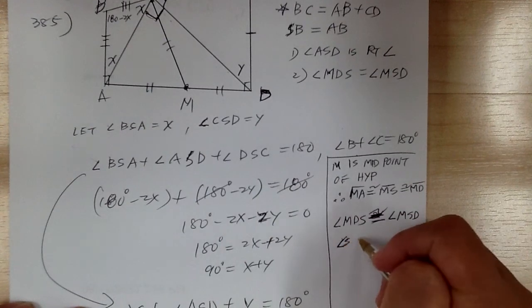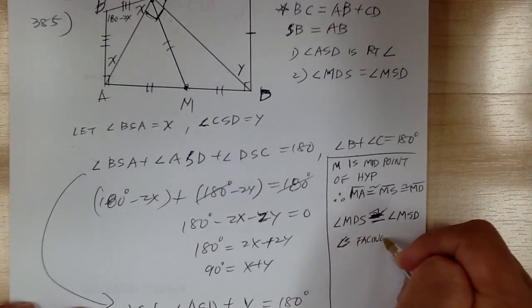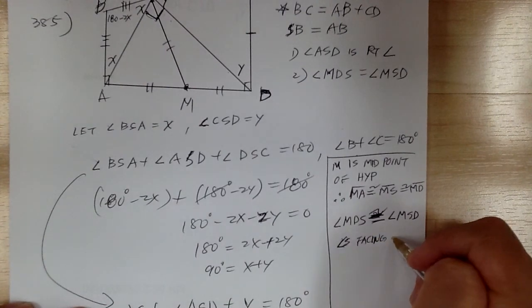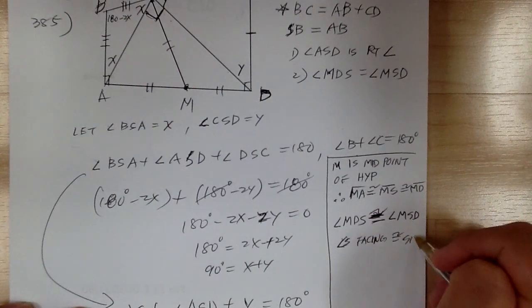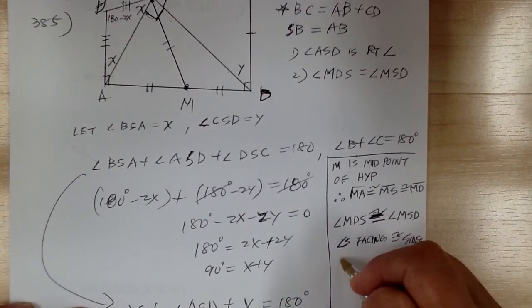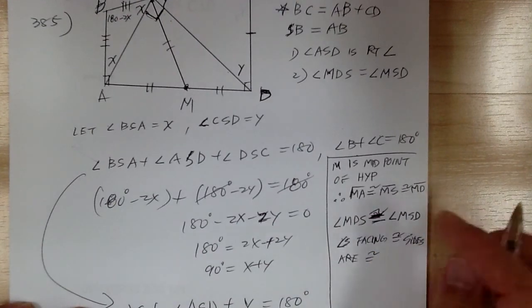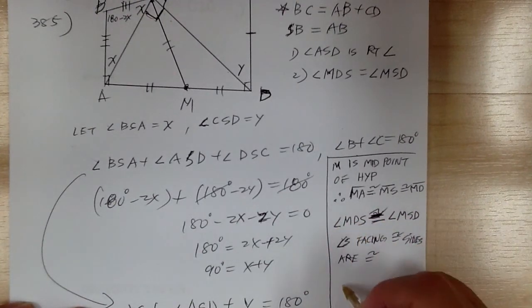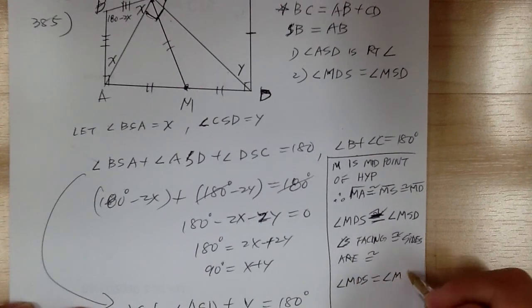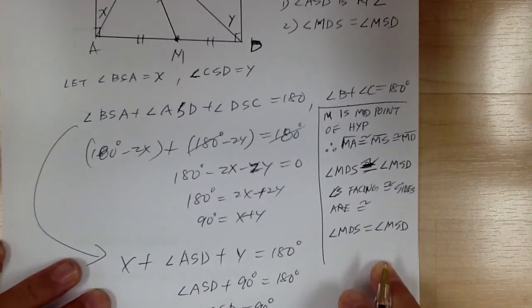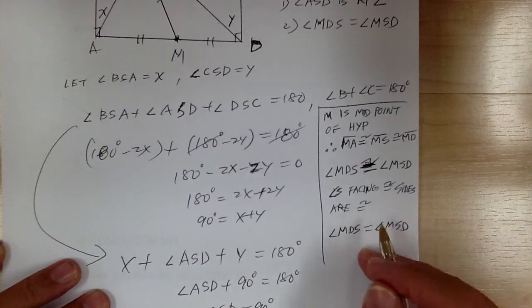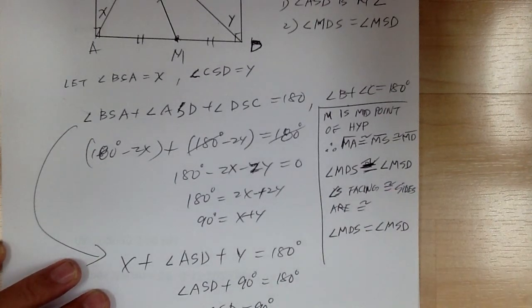that the angles facing congruent sides are congruent, right? This is the isosceles triangle theorem. And then we can use the definition of congruent angles. You got angle MDS is equal to angle MSD. And this is the definition of congruence, right? Because if they're congruent, they are equal.